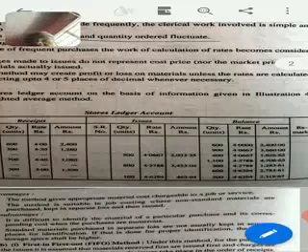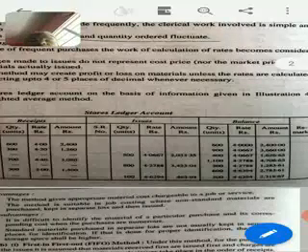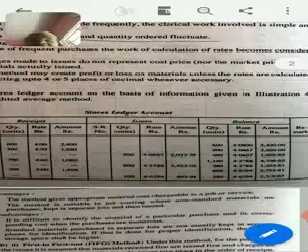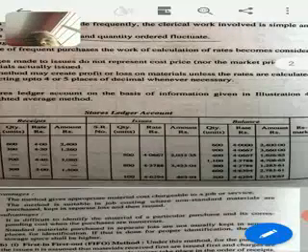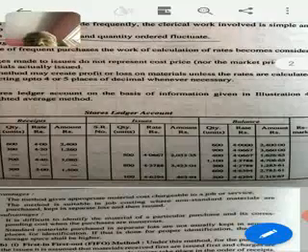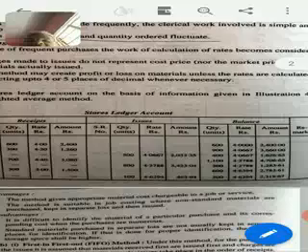Next we will have the issue, and the issue is 500, and before the issue the rate was 4.0667, so we need to take the rate just before the issue. So this rate will be taken, and it will give the figure 2033.35. Next, again there is a purchase.